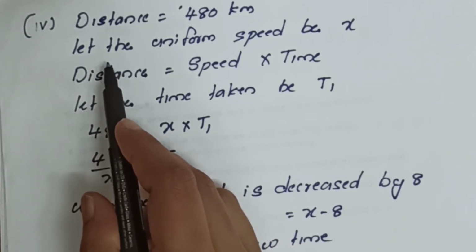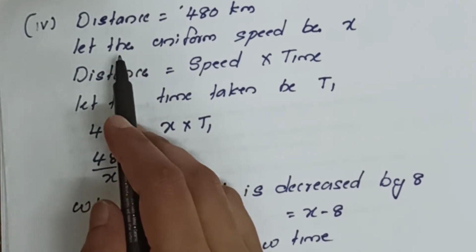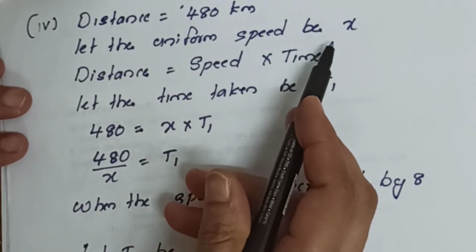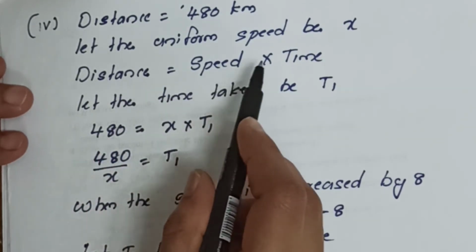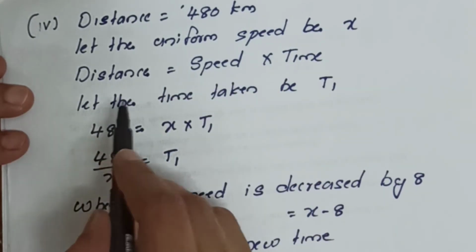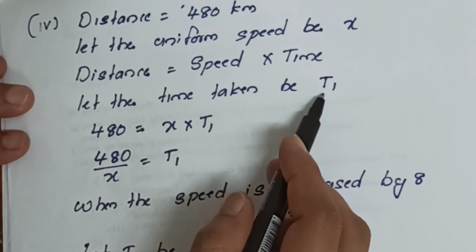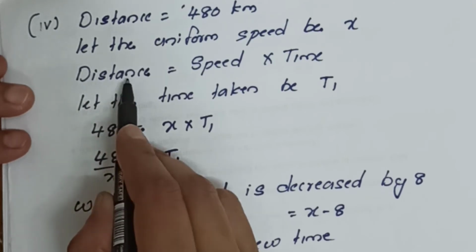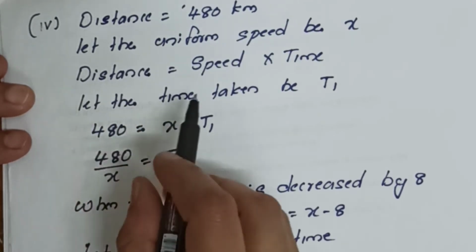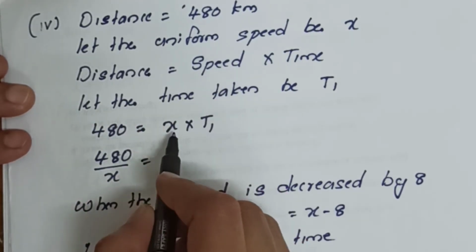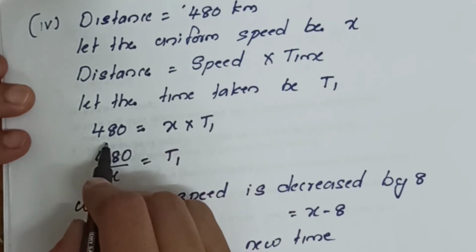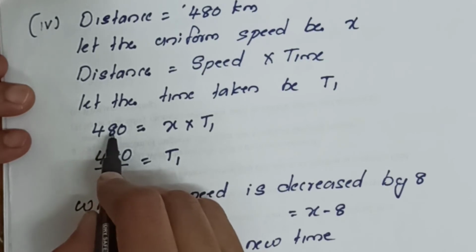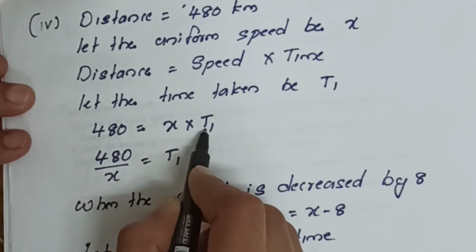See, we don't have any idea about the speed. So, let the uniform speed be x. Now, we know the distance formula: distance is equal to speed into time. Let the time taken be t1, the initial timing. Distance is given as 480, speed we have assumed as x and time as t1. So when you put the values in the formula, you will get 480 is equal to x into t1.